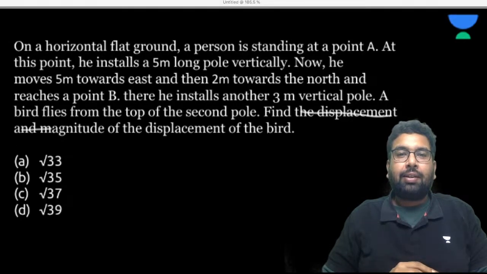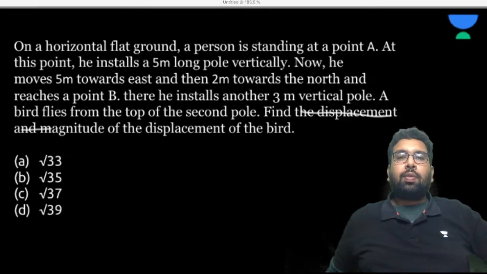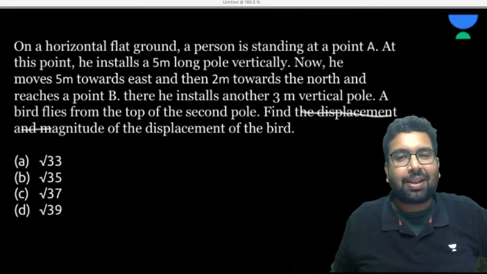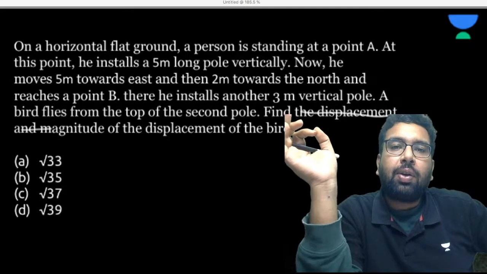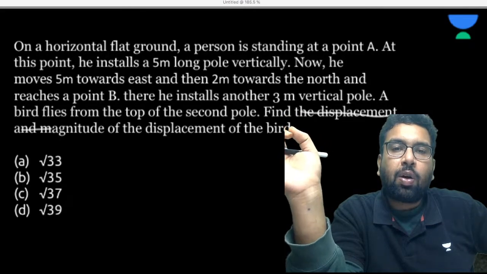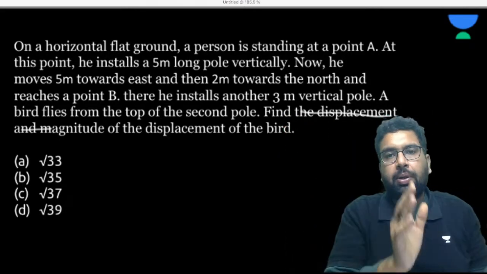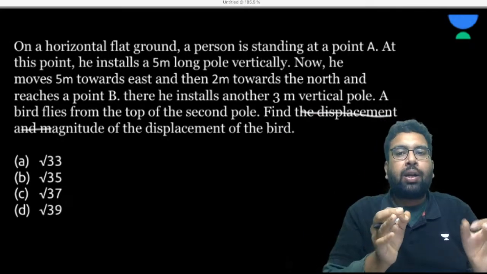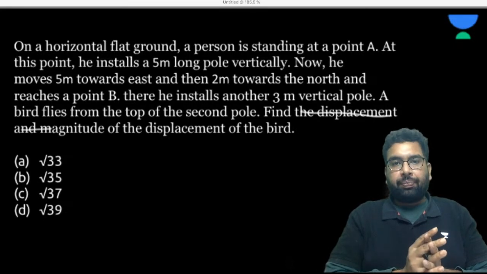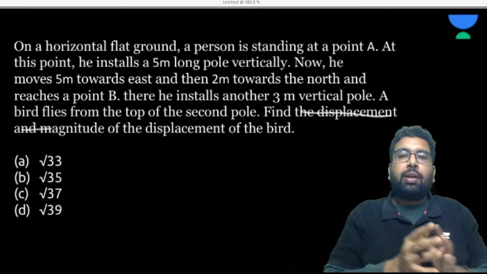See? Okay. On a horizontal flat ground, a person is standing at a point A. I'll explain, then we can solve this question. See, it's messed up a lot. At this point, he installs a 5-meter long pole vertically. So there is a person. He stands at some point A. Then he installs a 5-meter long pole vertically. Now he moves 5 meters towards east and then 2 meters towards the north and reaches a point B. There he installs another 3-meter vertical pole.